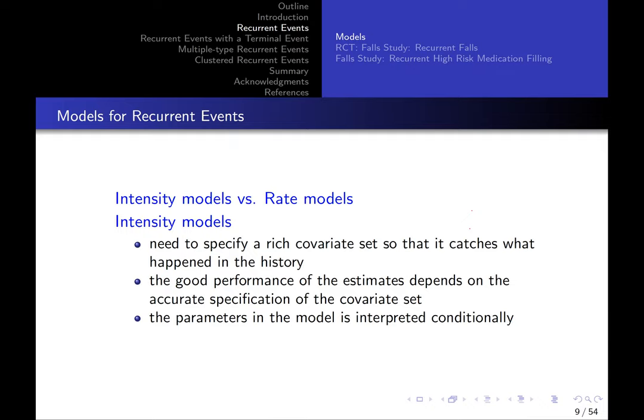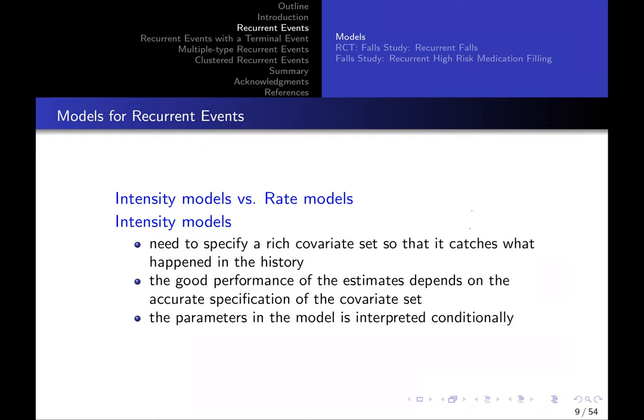So I want to give a justification, or convince you, of the difference between the intensity model and the rate model. The intensity models, like the Andersen-Gill model or the Prentice-Williams-Peterson model, need to specify a rich covariate set so that it captures what happened in the history. Normally, in a practical sense, what we do is model how many events had occurred before. There are many ways to model the history, but there is no way to check which type of history you put in the model is best. Also, the good performance of the estimates produced through those models depends upon accurate specification of what type of covariate sets you are putting in, which is very difficult in a practical sense.